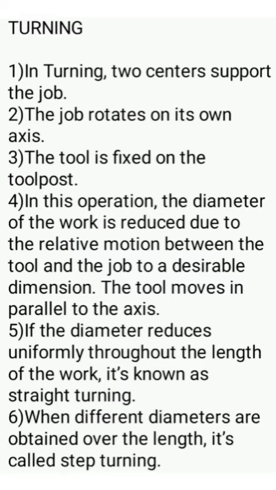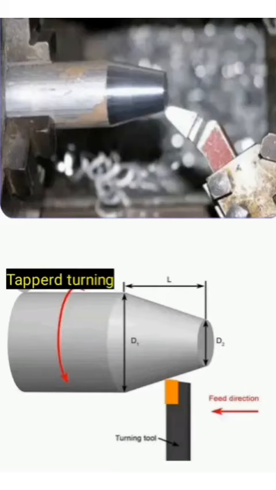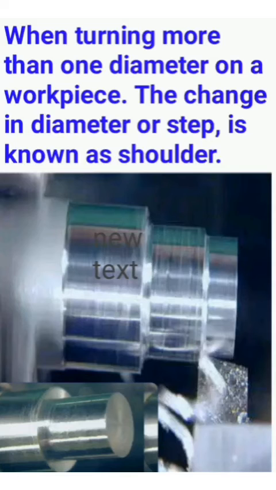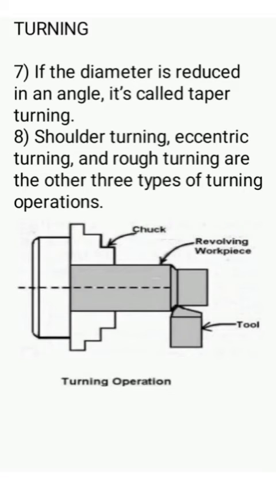Number 5, if the diameter reduces uniformly throughout the length of the work, it is known as straight turning. Number 6, when different diameters are obtained over the length, it's called step turning. Number 7, if the diameter is reduced at an angle, it is called taper turning. Number 8, shoulder turning, eccentric turning, and rough turning are the other types of turning operation. So we have so many turning operations in turning processes.